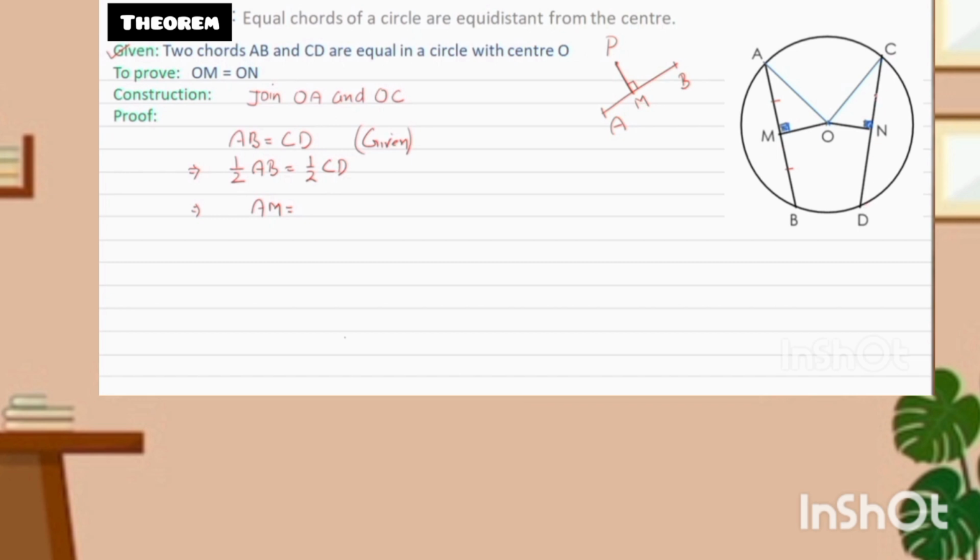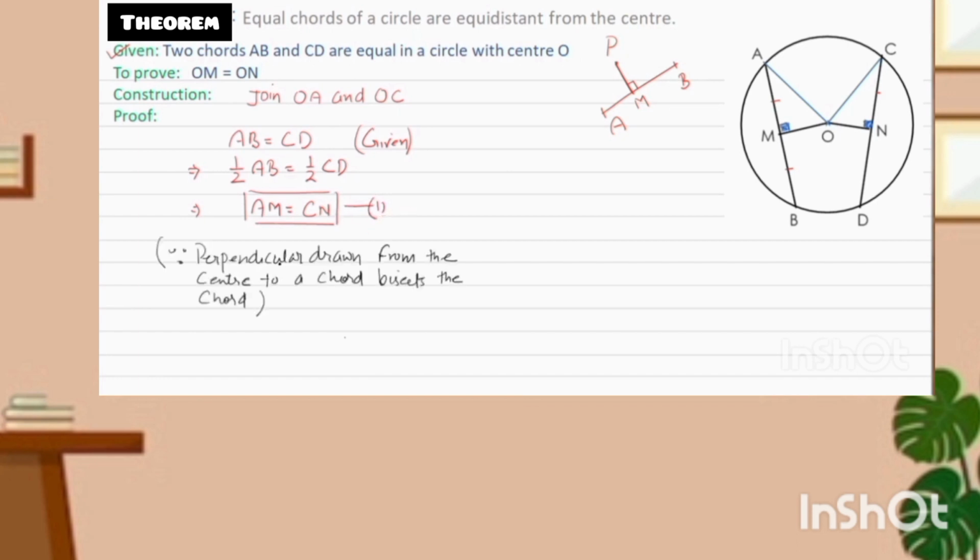Yes, the chord CD, we are taking the half, that means it is CN. Mark it as equation 1 and write the condition. How do they become equal? Because the perpendicular drawn from the center of a chord will bisect the chord. So using that, we are writing AM equal to CN. Now we have to consider the two triangles that we got formed here, that is AOM and CON. So if we prove that these two triangles are congruent, we can easily say that they are equidistant.